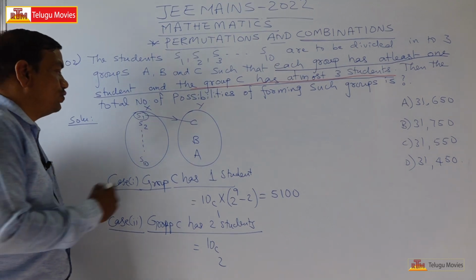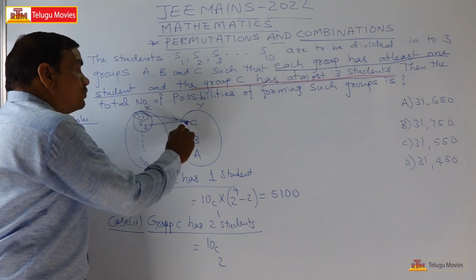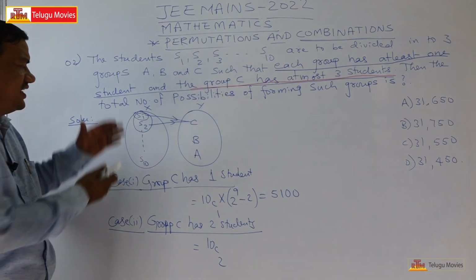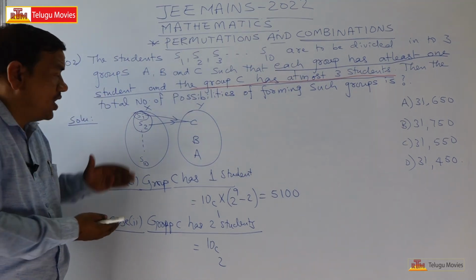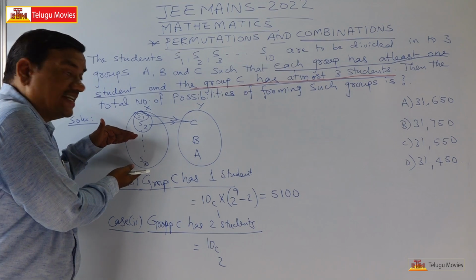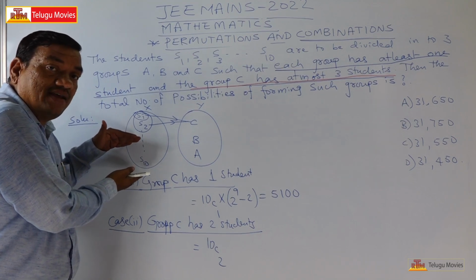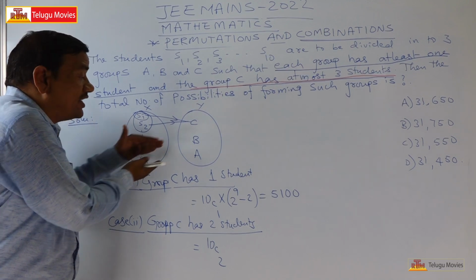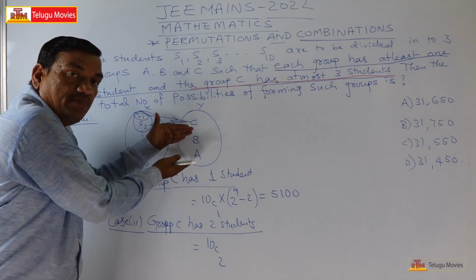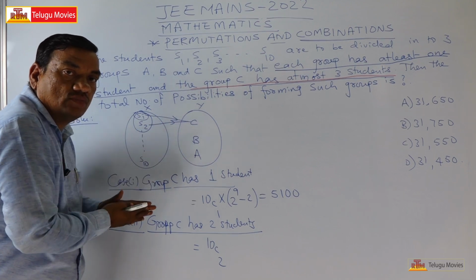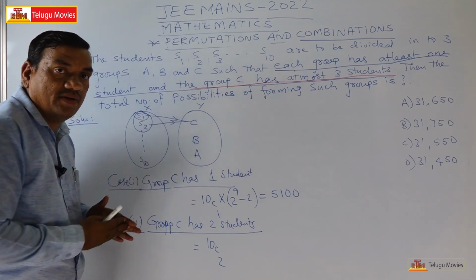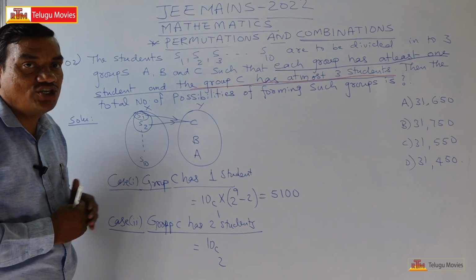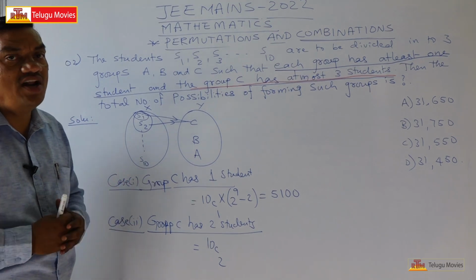Next, if 2 students are allotted to group C, let us say S1, S2 or S2, S5, how many students remain in set X? 8 students are there. These 8 students will be allotted to both A and B. They are divided into A and B. Is it not the onto function? Yes, surely it is an onto function.